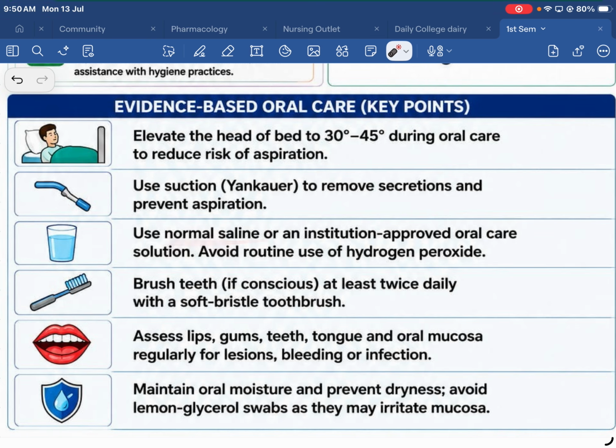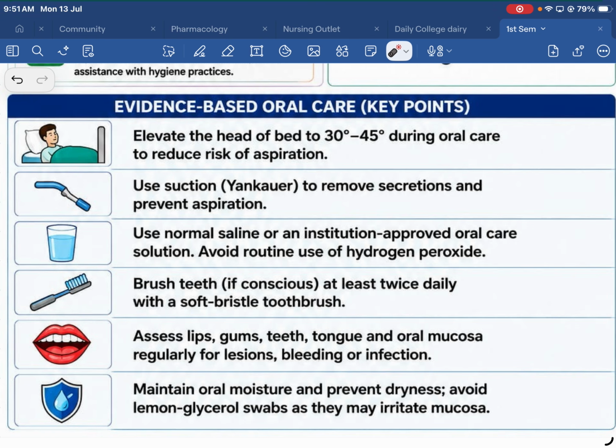Use normal saline for washing. Sometimes you can use hydrogen peroxide, but not all the time. You need to avoid routine use of hydrogen peroxide. Clear? Next, brush the teeth twice daily if the patient is conscious. If he is unconscious, you need to give oral care 4 hourly. That does not mean you need to brush every time. Gargling and just drinking water is also oral care.